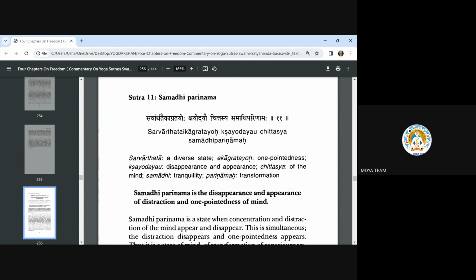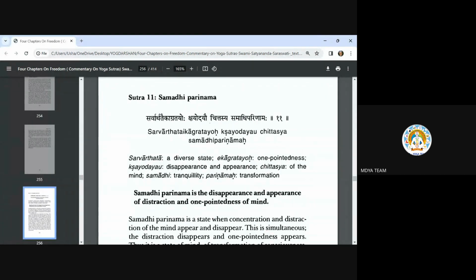So the 11th sutra says, Sarvartha Ekagratayo. Sarvartha means all the cognitions that are happening. Cognition is what? Vritti. Everything that the mind is able to cognize, all these cognitions. Ekagrata is the one-pointed focus. Kshayo means the disappearance, the fall. Udayo means the appearance, the rise.